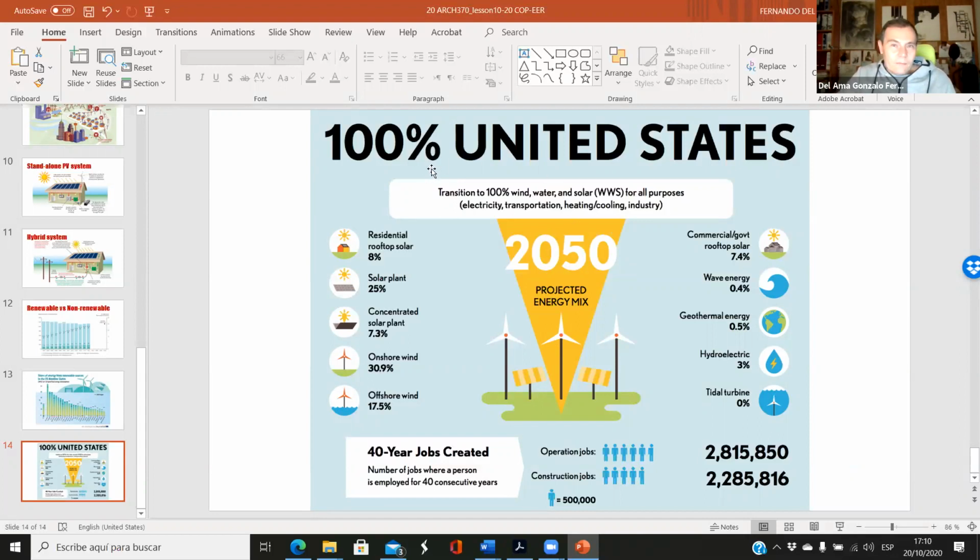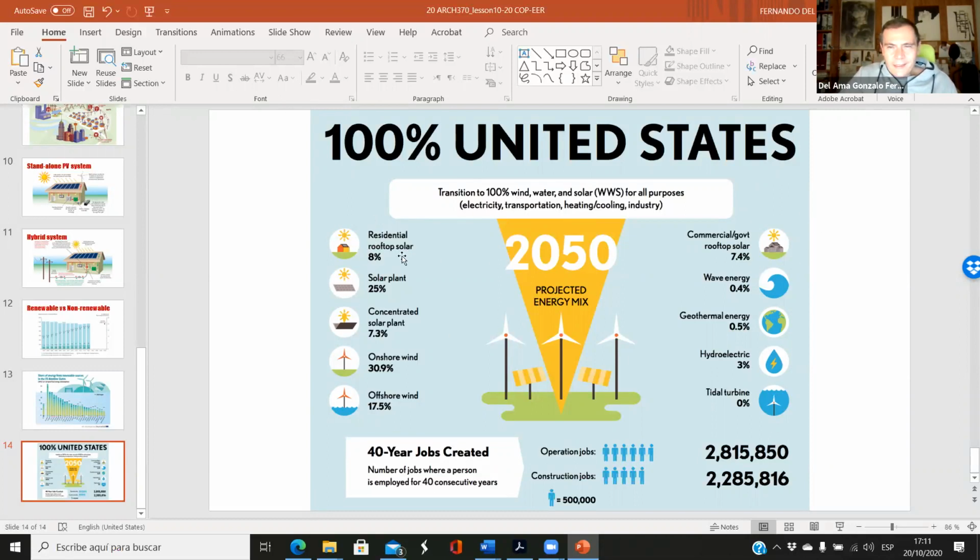By 2050, 100% of the energy in the United States will be renewable. I think it's too optimistic or ambitious. I don't know. So they have this WWS that stands for wind, water, and solar. Okay, so will we have 100% of the energy produced by wind, water, and solar by 2050? I don't know. You'll be there, so you will find out.